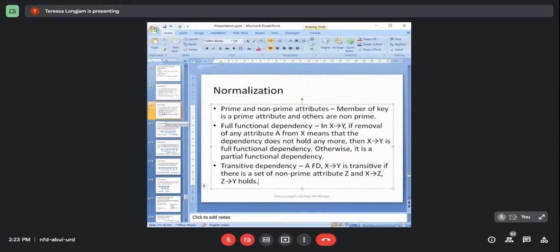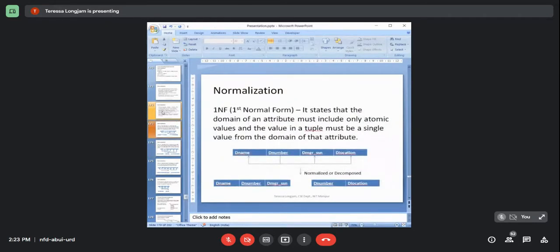Now let us see the normal forms one by one. In order to perform normalization, you are going to check whether the relation is within a particular normal form or not, isn't it? So for that you need to know what this normal form is. There are a few normal forms like first normal form, second normal form, third normal form, BCNF, and then we have fourth normal form, fifth normal form.